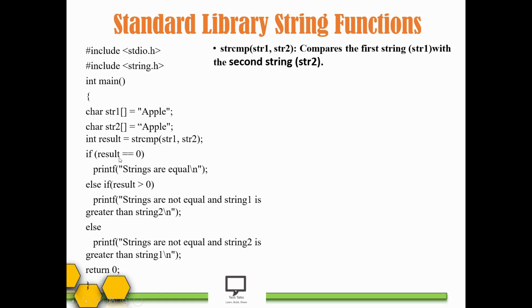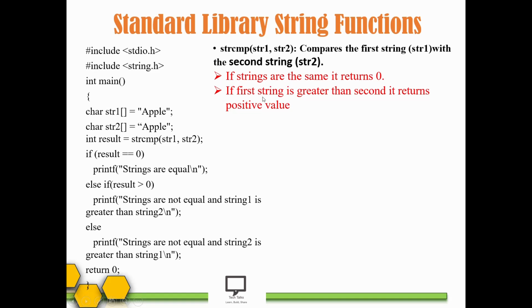As I have explained previously, if the result is 0, it indicates that both strings are equal. And if the strings are unequal, then it returns something other than 0. So here you have to keep in mind that if the result is greater than 0, it means that the strings are not equal and string 1 is greater than string 2. Otherwise, the strings are not equal and string 2 is greater than string 1. Meaning if the result is less than 0, this else part will be executed, where string 2 is greater than string 1. Let's see again in detail. If strings are equal, it returns 0. If the first string is greater than the second, it returns a positive value.